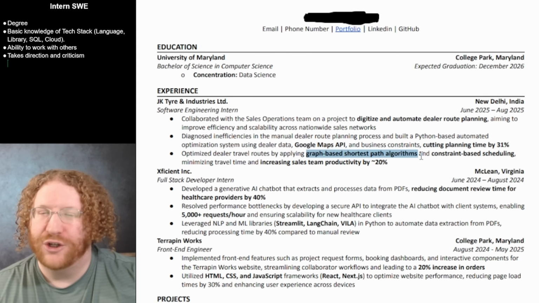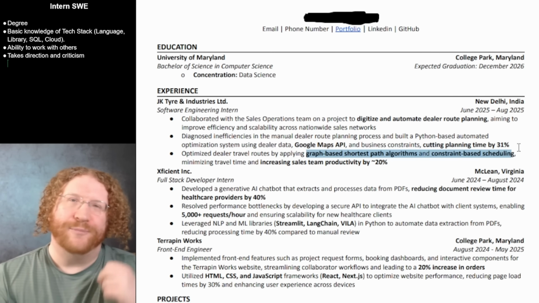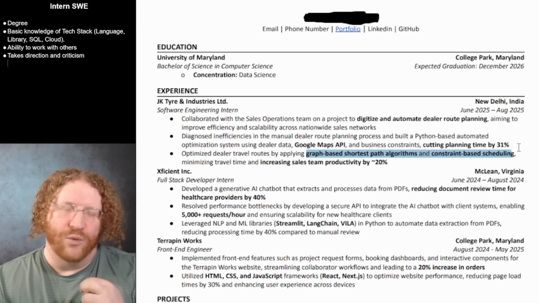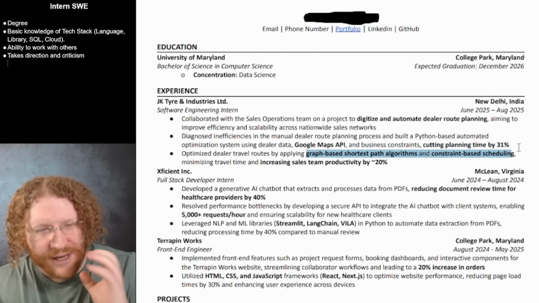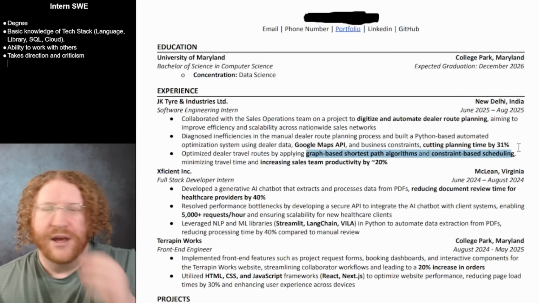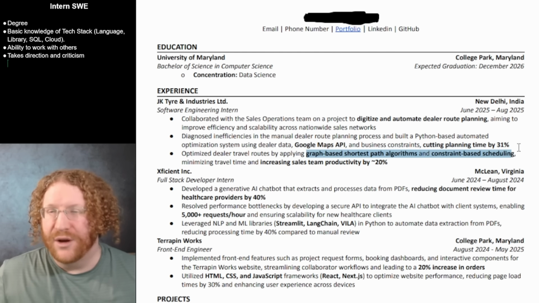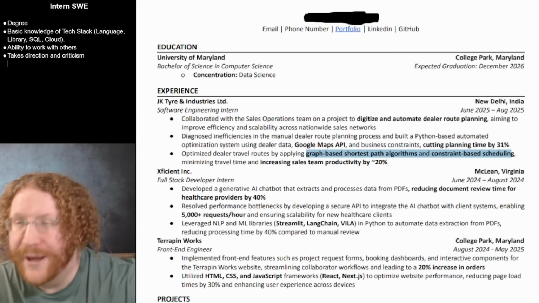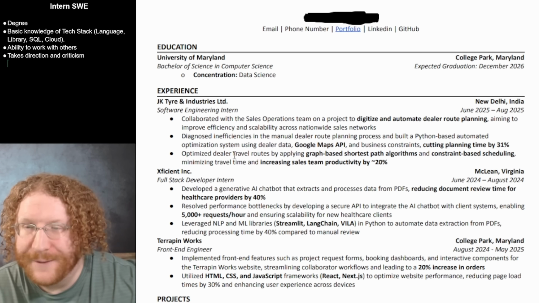Nobody cares about shortest-based algorithm paths and constraint-based scheduling, right? You're writing this resume with the understanding that we care about this stuff. And as somebody who's in this industry, you think that we care about this because this is impressive to you. The problem is we don't. This is not relevant at all. None of this is relevant besides the API in Python.